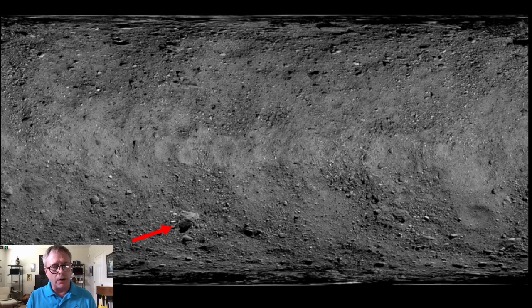Bennu for scale is 12 stories high. That is really a large boulder. It's not small. And as you can see along the equator in the center of the map, this beautiful black and white image, are lots of impacts, lots of craters, impact craters along that equator.